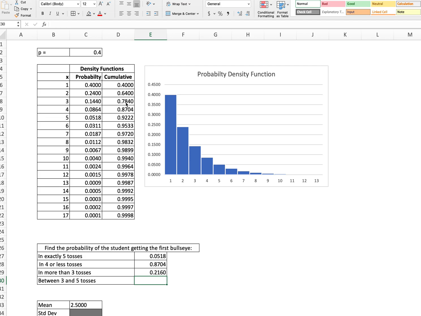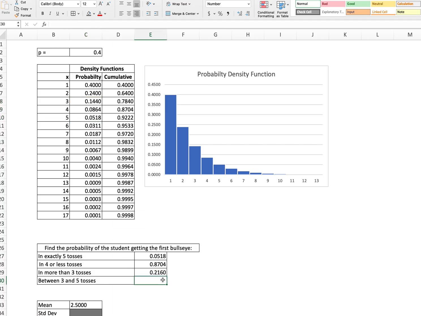If I'm going too fast, you can stop it and look at it again. Back it up a little bit. Between 3 and 5. Well, there's exactly 3, there's exactly 4, there's exactly 5. Why don't I add those 3 numbers together, and that would give me 3, 4, or 5, between 3 and 5. I can also do 5 minus 2 and probably get the same thing in a cumulative, but let's make it simple. Let's just use this.